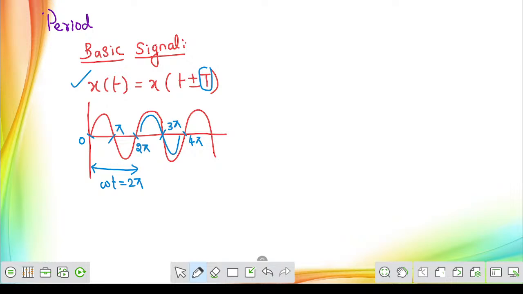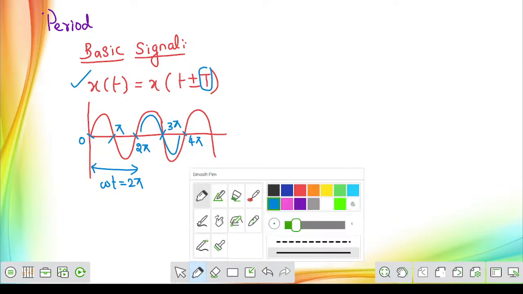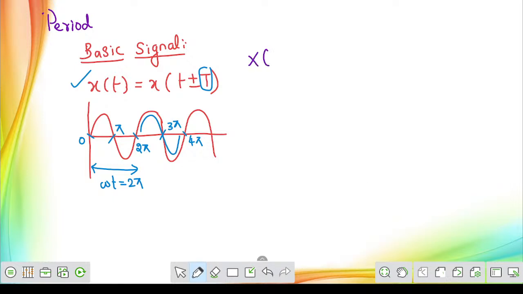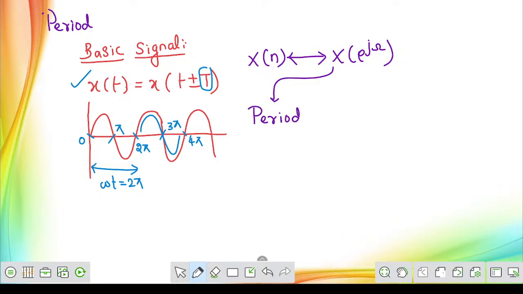In the discrete domain also, of course, we are doing the same. Since we are writing it in the power of exponential, for example for periodicity, if I have a general signal x of n, its corresponding Fourier transform we will write as X of e power j omega. Now in the frequency domain, what will be the condition for periodicity? That is the question. What will be the condition for periodicity?